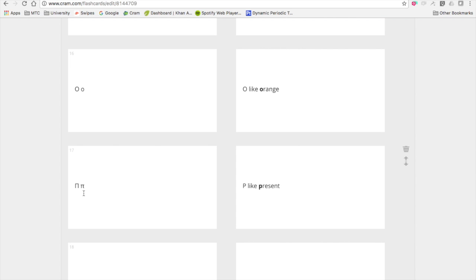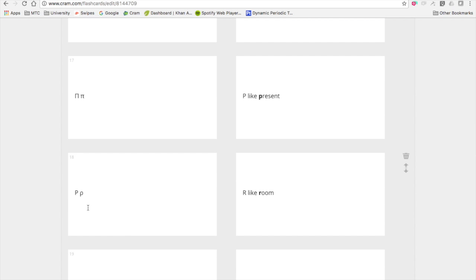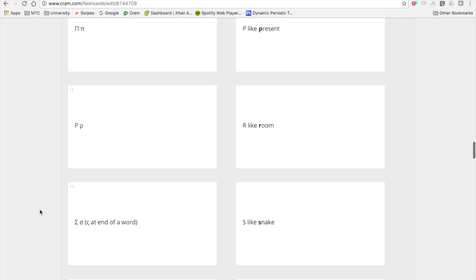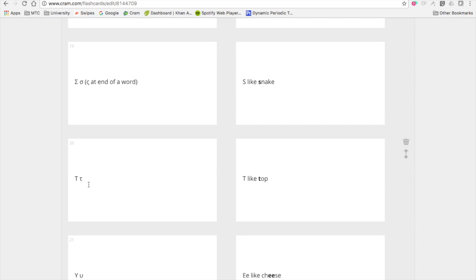Pi, which is pronounced p. It's very soft, almost getting close to a B. Ro, which is just pronounced r. And then we have sigma. Now we have a capital sigma, lowercase sigma, and then this sigma would be at the end of a word. And then we have taf, which would be pronounced t.